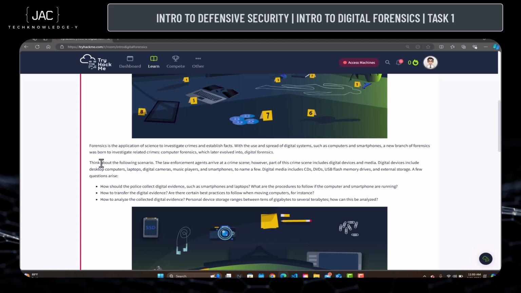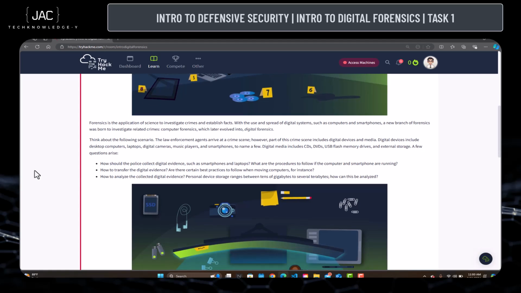Law enforcement agents arrive at a crime scene. However, part of the crime scene includes digital devices and media. Digital devices include desktop, laptop, digital cameras, music players, smartphones, and so on. Digital media could include CDs, DVDs, USB flash drives, and additional external storage devices. So a few questions can arise.